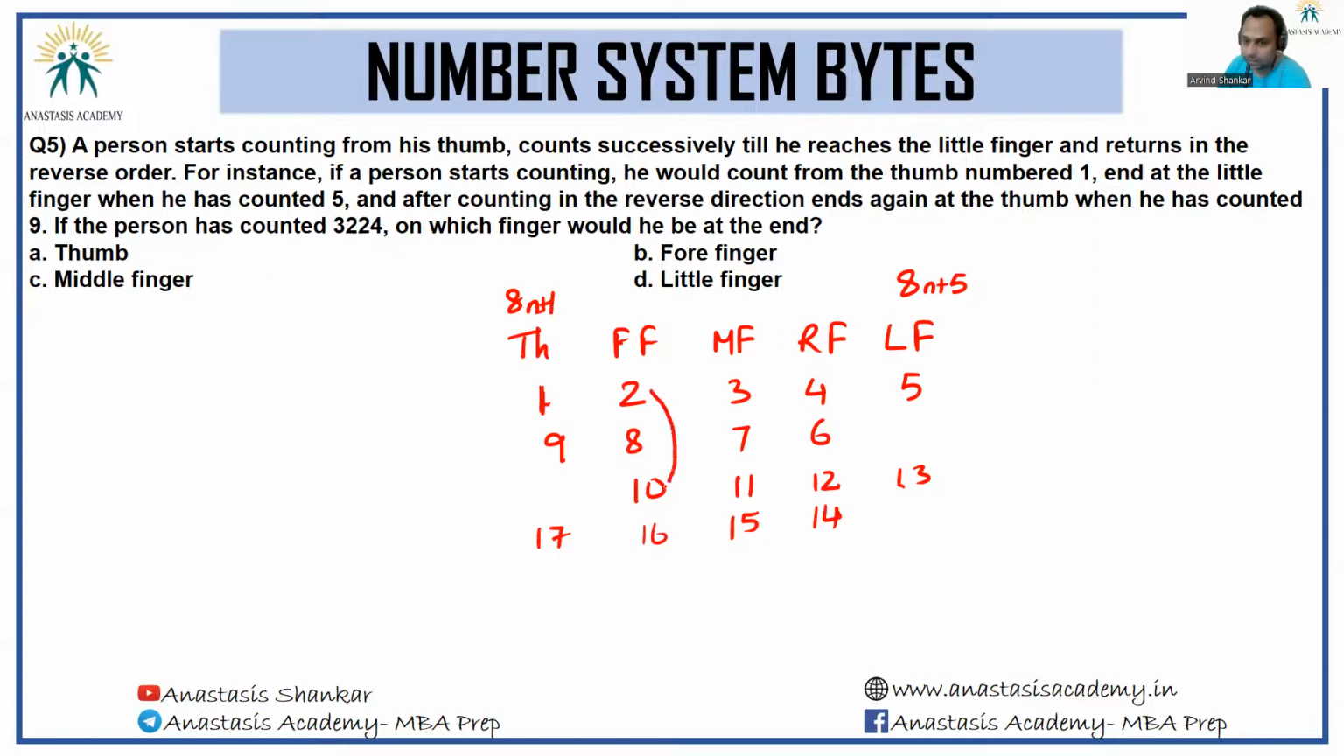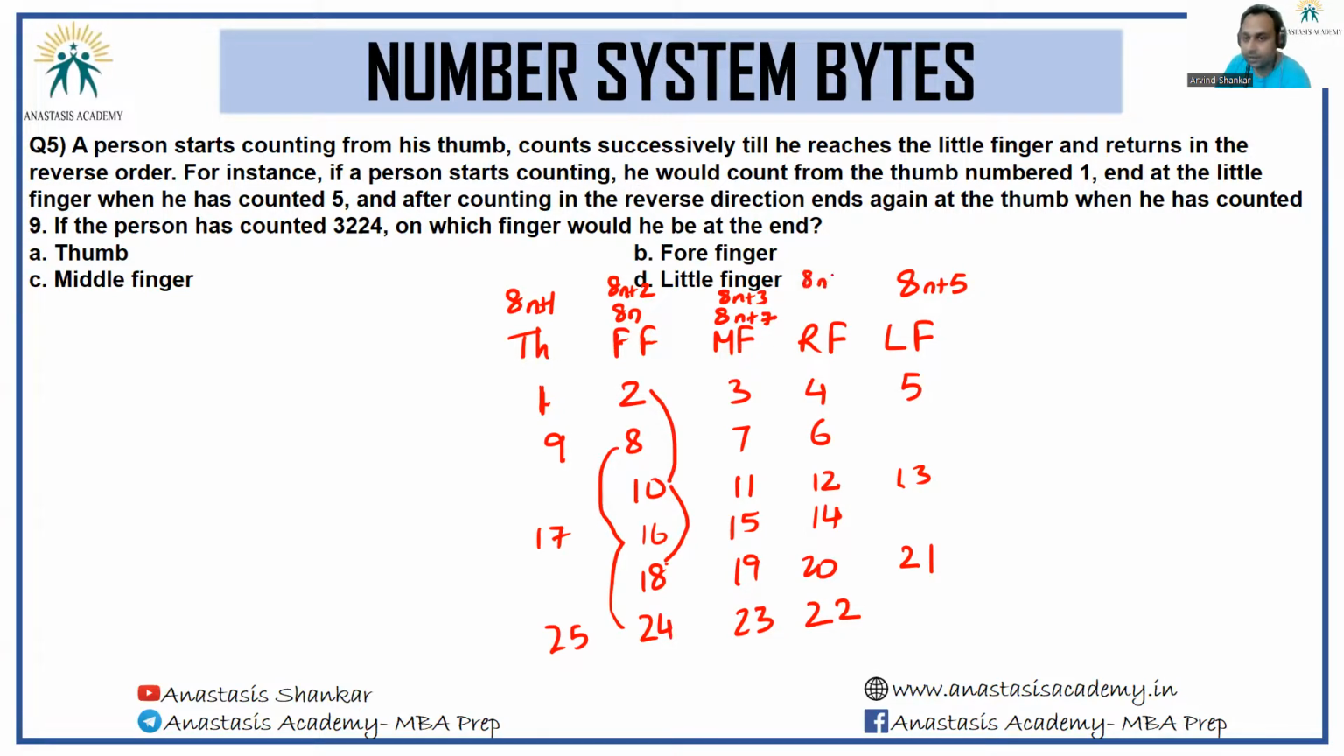You have a unique representation when you look at it alternately, 2 and 10. Or in the next line, you would have gotten 18, 19, 20, 21, 22, 23, 24, 25. Can you see? These are all 8n plus 2 kind of numbers, and these ones here are 8n kind of numbers. For the middle finger, you have 8n plus 3 and 8n plus 7 kind of numbers. For the ring finger, you have 8n plus 4 and 8n plus 6 kind of numbers.